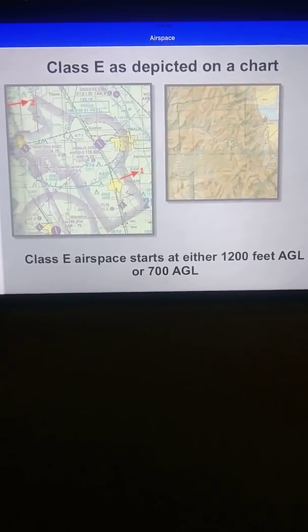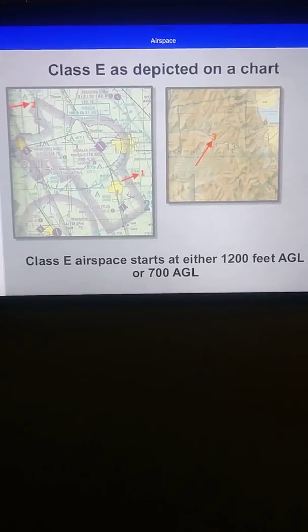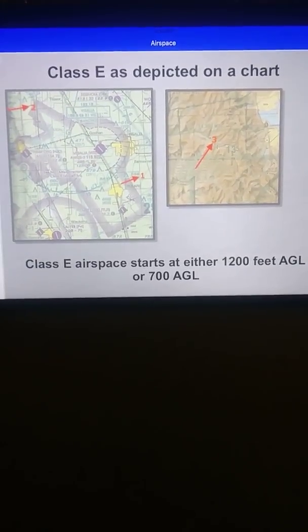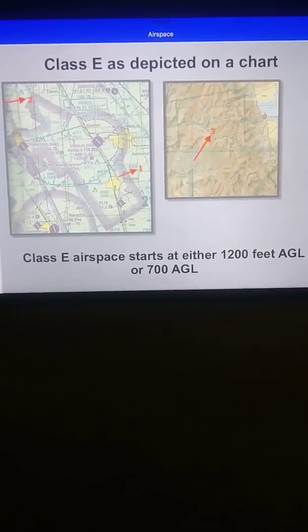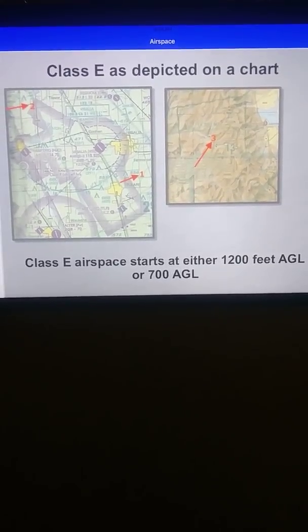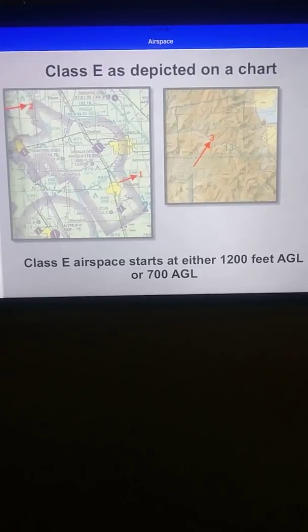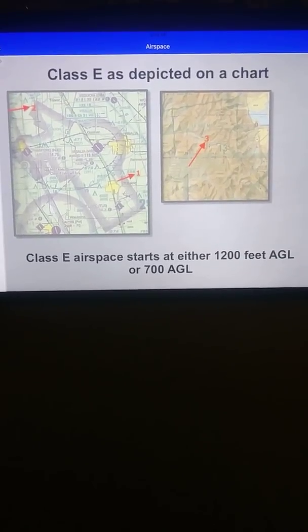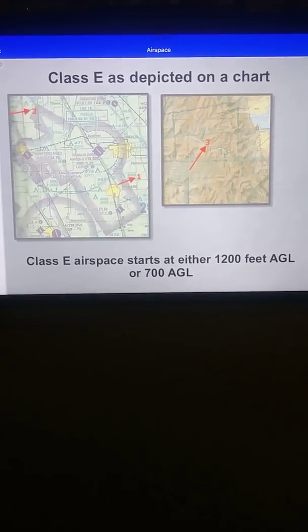In the arrow pointing to number 3, you can see a zippered line with a number in it. This means that the Class E airspace starts at the altitude indicated in this area. In this case, Class E airspace starts at 14,500 feet MSL. Below that, the airspace is Class G.